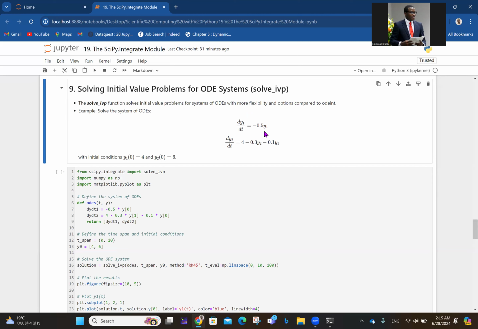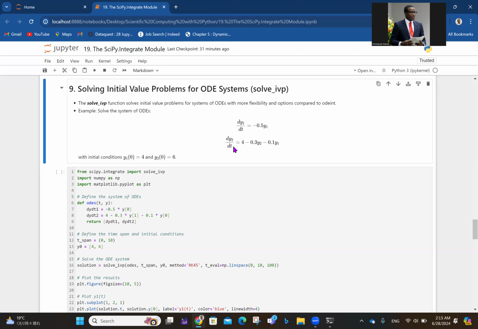So here you have two things happening together, and they are defined by this evolution. So they are joined together. You can see dy1/dt is minus 0.5 y1, whereas dy2/dt is 4 minus 0.32 y2 minus 0.1 y1. So you can see y1 happening in y2. So this is a coupled system of ordinary differential equations. So it means they evolve together, right?